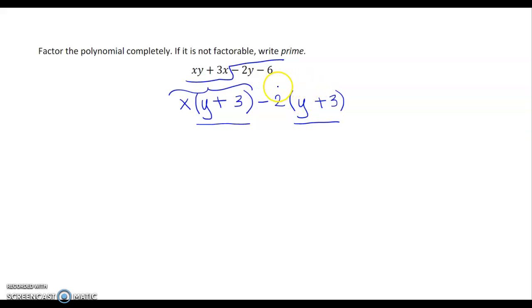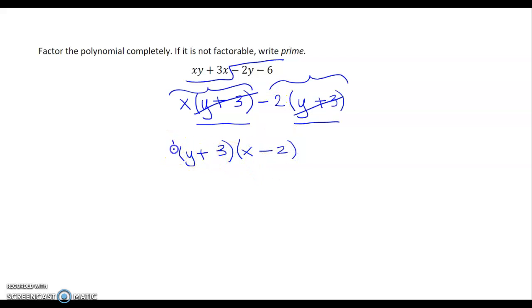So now we can kind of see we've got 2 terms. One term is here, they're all multiplied, so that's considered a term, and one term there. Notice each term has a y plus 3, and so we're going to factor out the y plus 3 from each term. Okay, now that I've factored the y plus 3 from this first term, I've got an x left. I've factored the y plus 3 from the second term, so I have a minus 2 left.